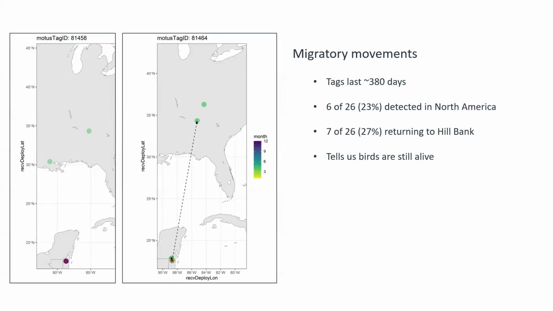For migratory movements, our tags last approximately 380 days, which would include both the spring and fall migration. I haven't downloaded Motus data recently, but 6 of the 26 birds we tagged during our first season were detected at stations in North America. 7 were detected returning to Rio Bravo the following season, which is great. As Anna just discussed, it tells us these birds are still alive, and we'll be interested in working that information into survival estimates.